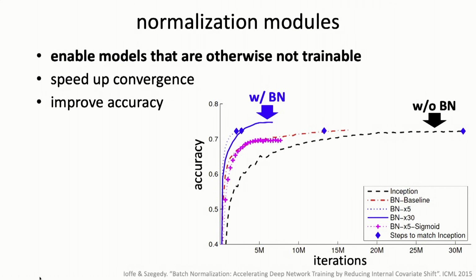Then, why are these normalization modules important? First of all, the usage of these modules can enable the models to start training. Otherwise, they will just stop training or diverge at the very beginning. On the other hand, even when the models can start training, the introduction of normalization modules can help to speed up the convergence, and it can also help to improve the accuracy when the model converges.